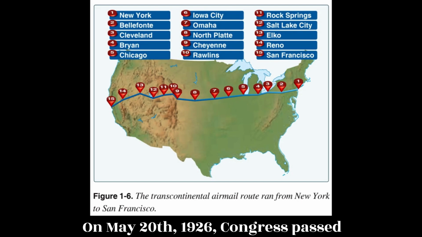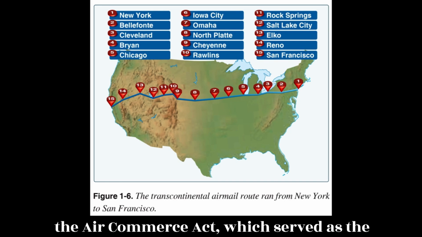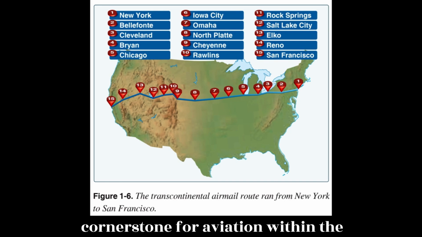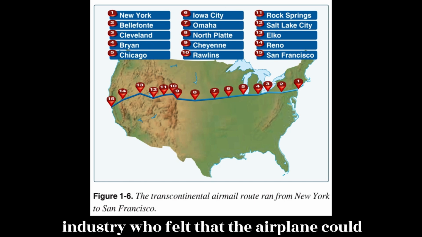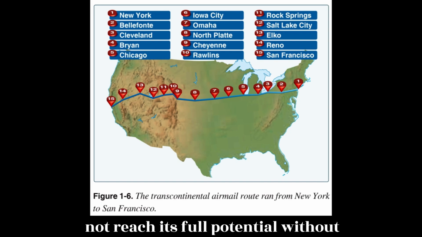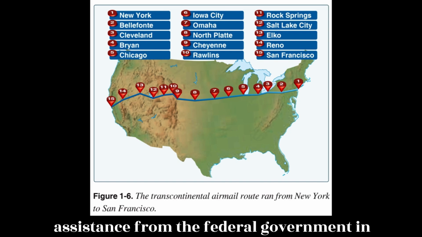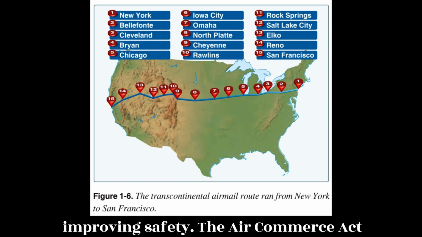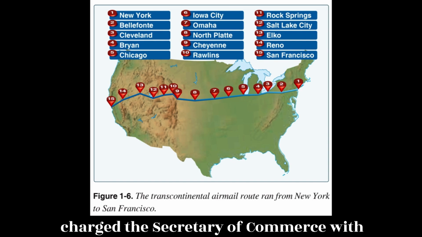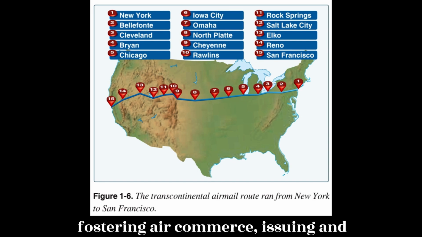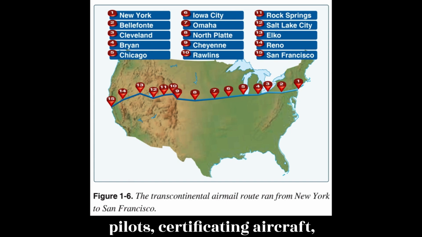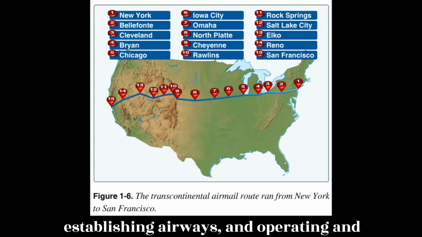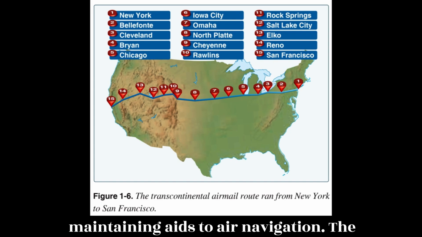On May 20, 1926, Congress passed the Air Commerce Act, which served as the cornerstone for aviation within the United States. This legislation was supported by leaders in the aviation industry who felt that the airplane could not reach its full potential without assistance from the federal government in improving safety. The Air Commerce Act charged the Secretary of Commerce with fostering air commerce, issuing and enforcing air traffic rules, licensing pilots, certificating aircraft, establishing airways, and operating and maintaining aids to air navigation.